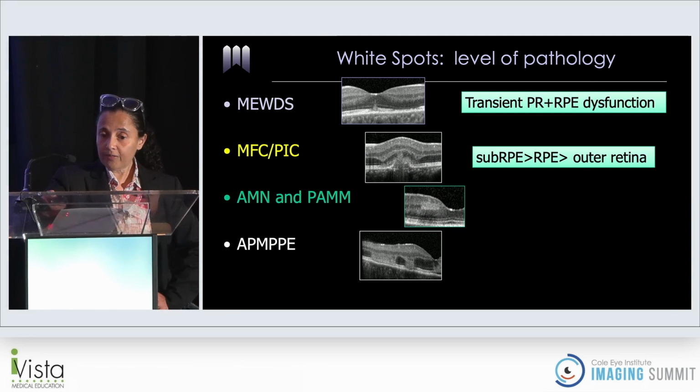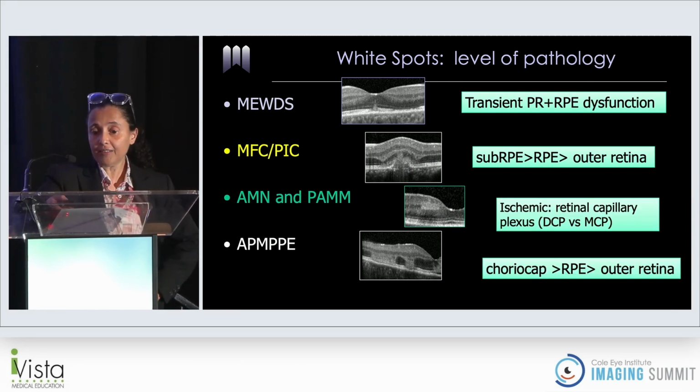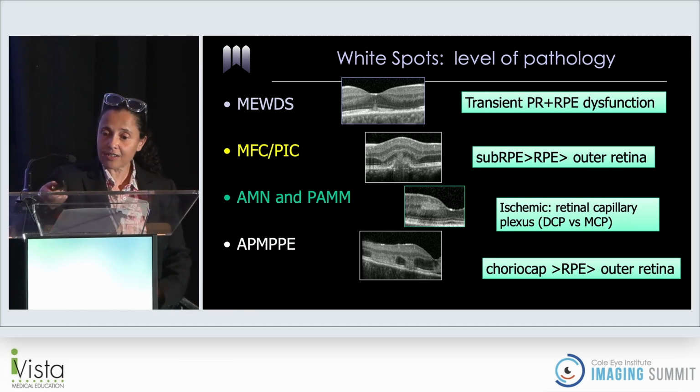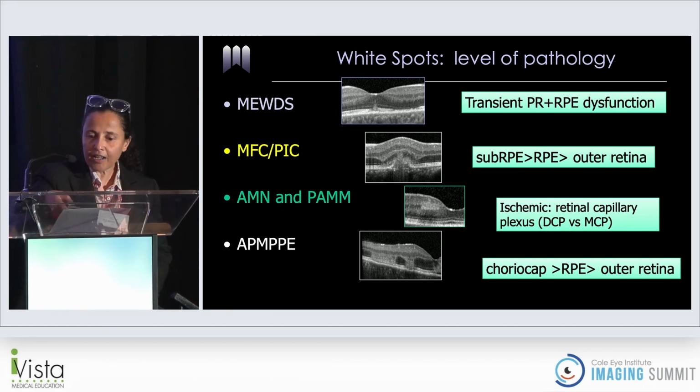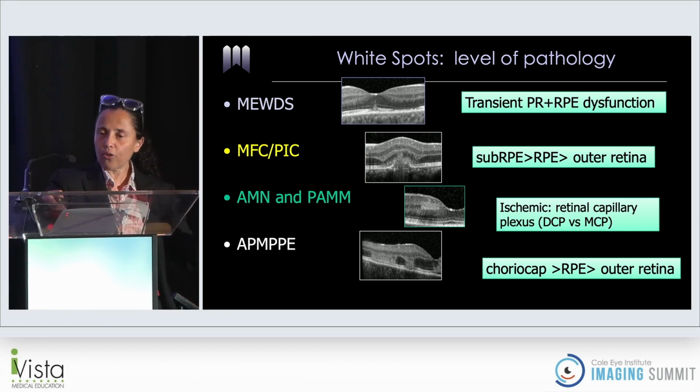And so, in summary, look at the OCT. If there's photoreceptor involvement only and it's transient, recovers, that's MUDES. If it's between Brooks and the RPE, it's PIC multifocal. AMN and PAM are ischemic, so we don't really count them as white dots. And AMPI is this block of choroid outer retinal involvement. Hopefully this helps you sort of tell them apart a little better than when I was a resident. Thank you for having me.